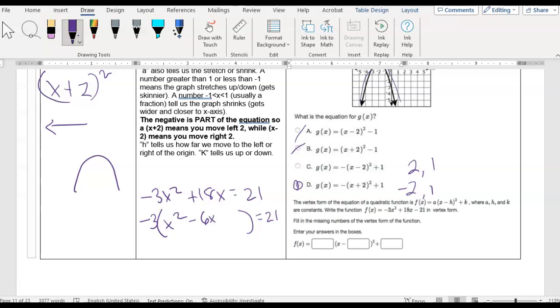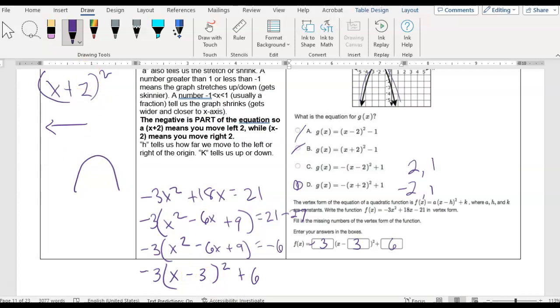So taking half of 6, which is 3, squaring it, I'm adding 9 to both sides. But remember, I'm also adding whatever I multiply negative 3 by. So 9 times negative 3 is negative 27. So now I have negative 3 times x squared minus 6x plus 9 equals negative 6. And then I'm going to write this as negative 3 times, remember I just made this a perfect square, so x minus 3 squared. And then I'm going to add that 6 back over here because I want it to be in vertex form. So this will be negative 3 times x minus 3 squared plus 6. And that means that I have a vertex of 3, 6.